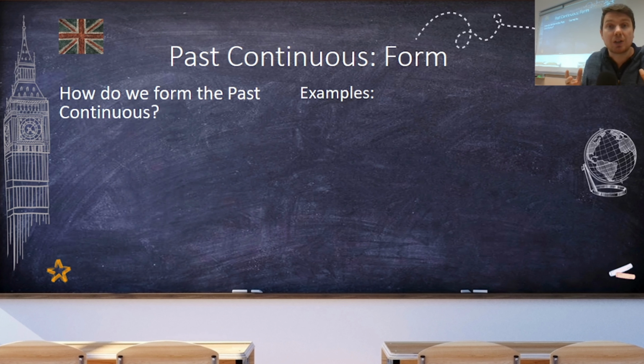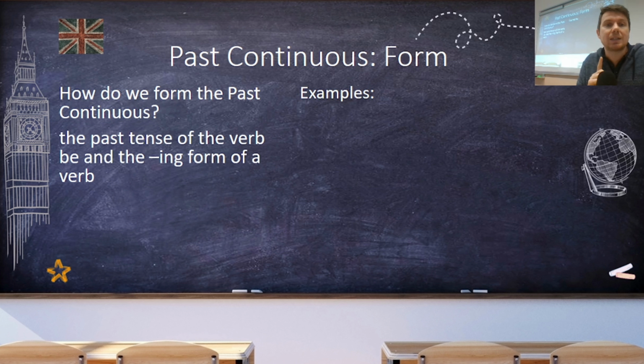Now that we know the function, we know why we use it, now we need to look at the form. How do we make the past continuous? What are the elements that we put together, that we combine to make the past continuous? Let's look now. The past tense of the verb be and the ing form of the verb. That's the 2 things that you need. So you need was or were, and you need verb ing.